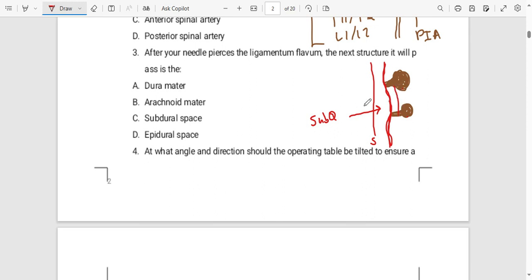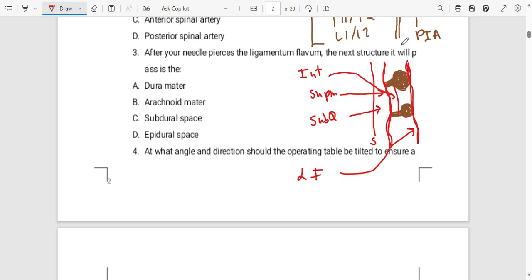Yes. So you first have the supraspinous, and then now you're going to have this one which is between the spinous. So that will be now the interspinous, and then you are going to have another ligament which is inside like that. So what's the next structure? That's the ligamentum flavum.